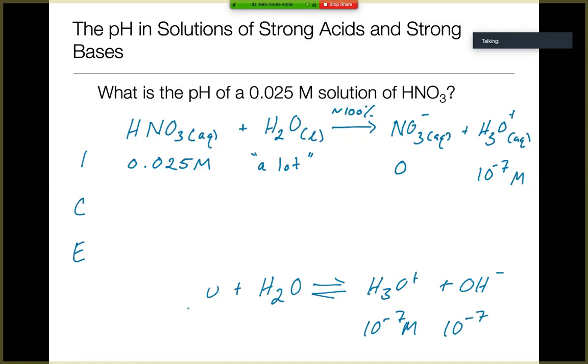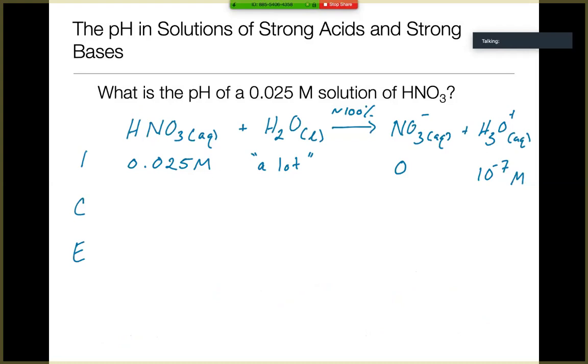Why can I say it's approximately zero, though? Let me show you, right? The reason why I say approximately zero is because we're going to compare the concentration of hydronium at equilibrium to that starting amount of nitric acid. The nitric acid concentration we're dealing with is on the order of magnitude of 3 places past the decimal place. 10 to the -7th is that small. It is so much smaller than the 0.025, it's effectively zero.